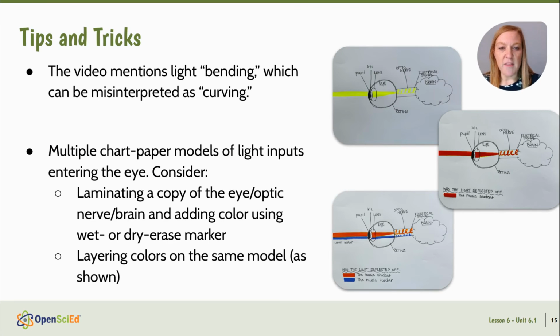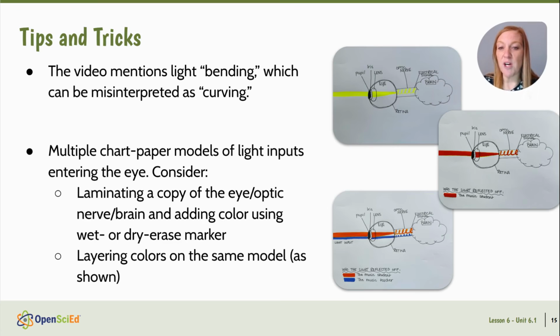In the video that the students watch, the video mentions light bending, and some students may interpret this as turning or curving. So remind students of the path of light and how it's always in a straight line. This might also be a good time, if you did those optional activities in lesson 2 about the path of light, to revisit those, as they help strengthen that understanding of the path of light.